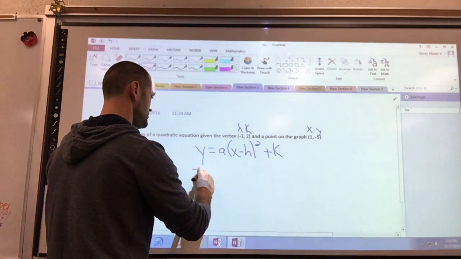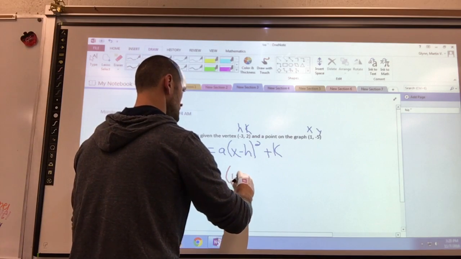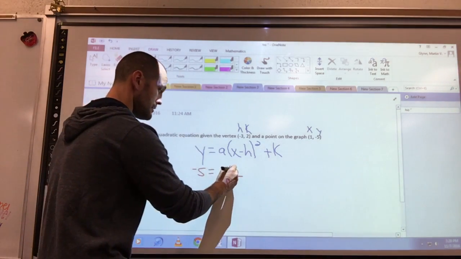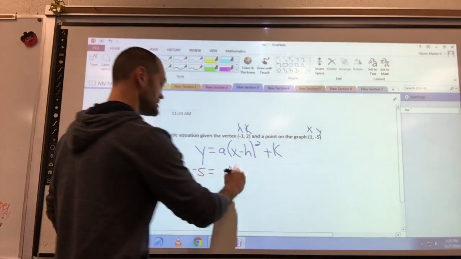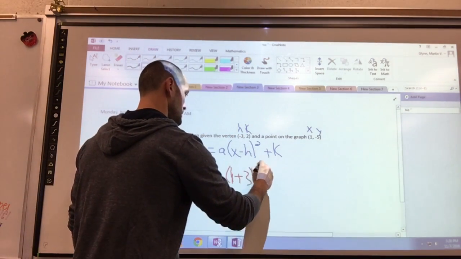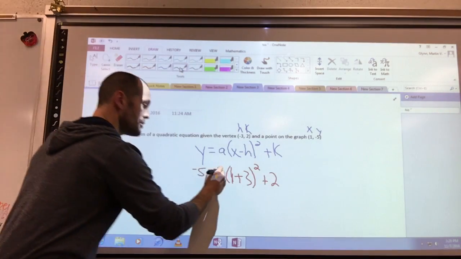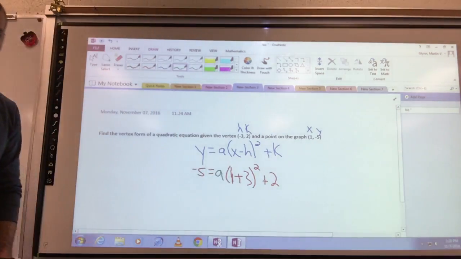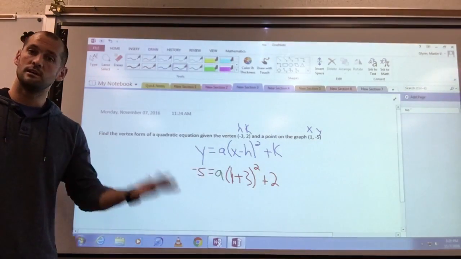y is negative 5, x is 1. Now notice something here. We subtract the h, and if h is already a negative 3, this makes us a plus 3, plus 2. The only thing you have to solve for here is a. Once you have a, you can plug in your a, h, k and be done.